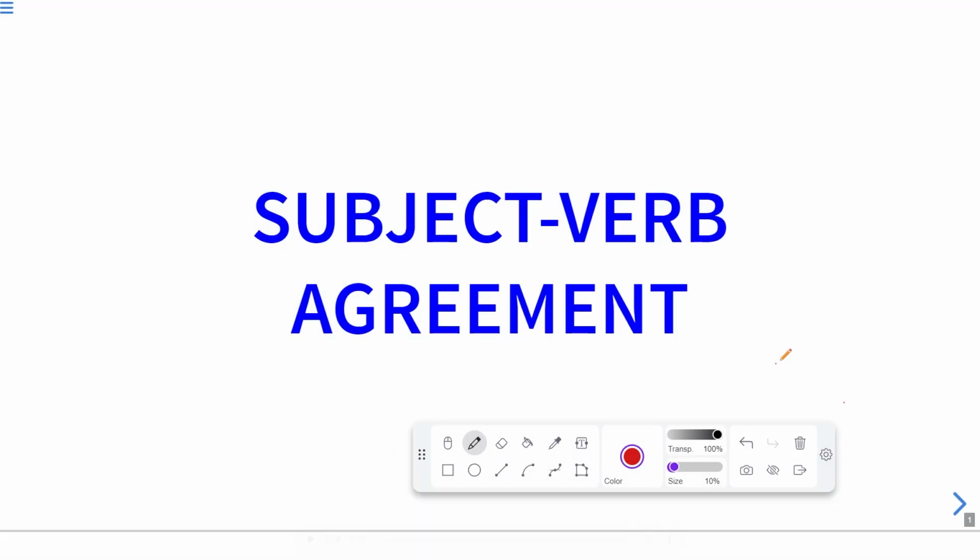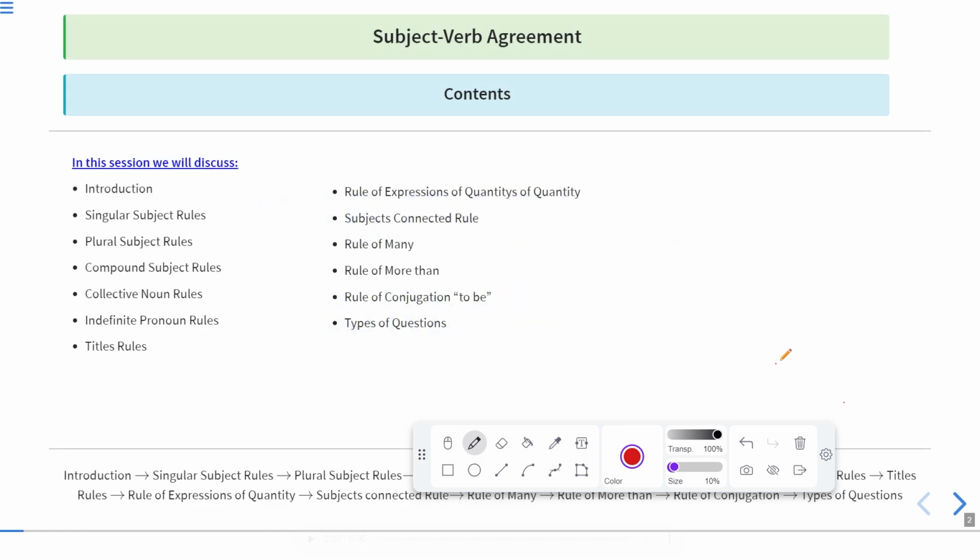In this session, we are going to continue with our chapter subject verb agreement. Well, this is another part of the same chapter. Okay, so in this session, we are going to discuss a very important rule, that is the rule of conjugation.